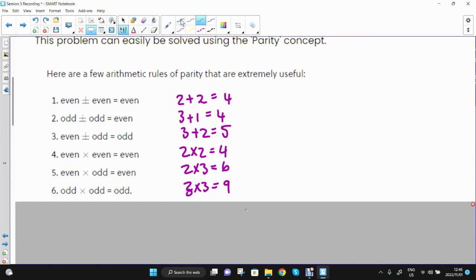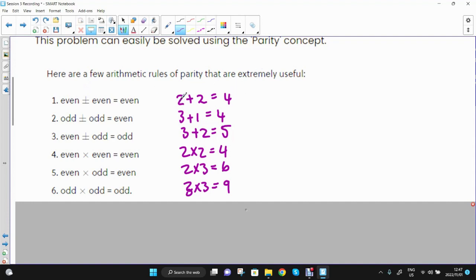But I also used examples to explain this to you. So it's not really necessary to study this, because you can also just use an example to quickly remind yourself of what happens here. So there's 6 rules when it comes to adding or subtracting even and odds, and multiplying with even and odds. The first one says that if you take 2 even numbers and you add or subtract them, you will always get an even.